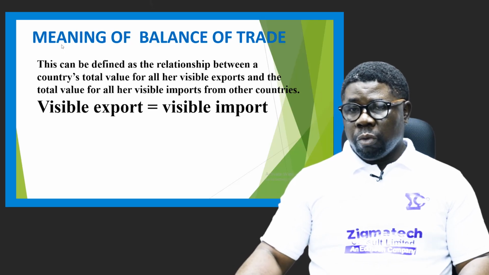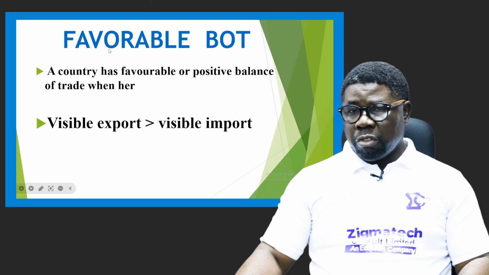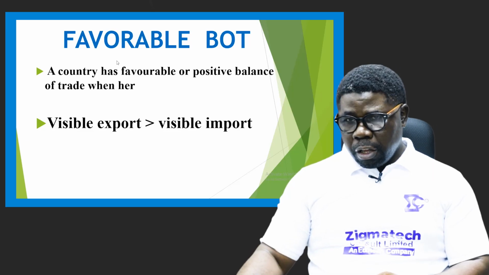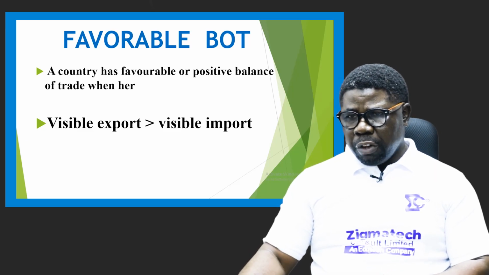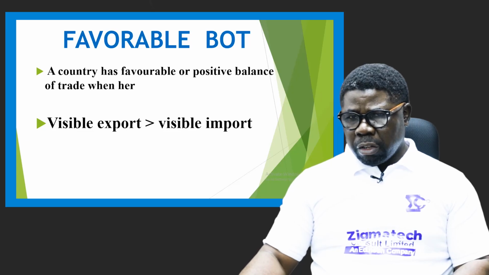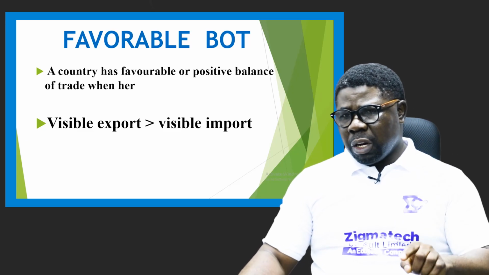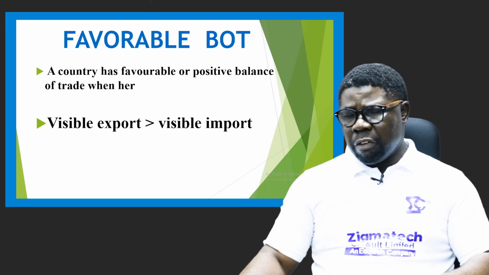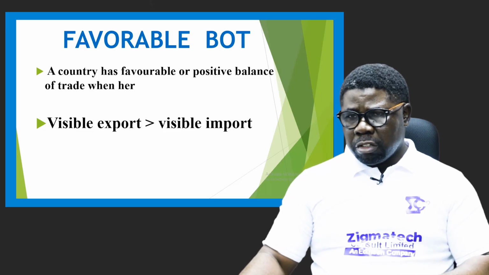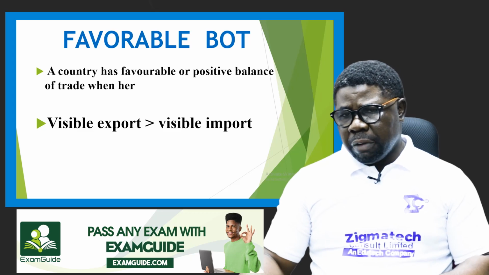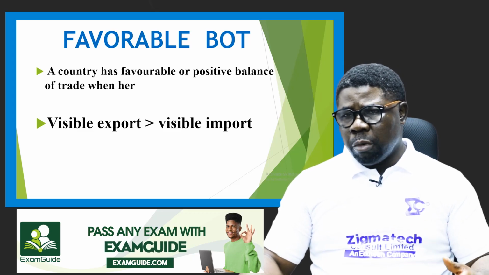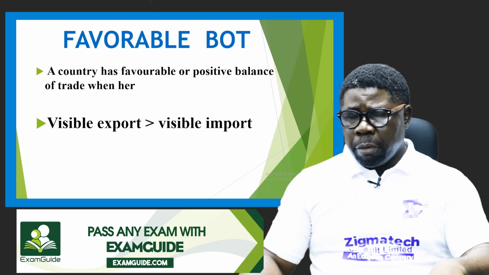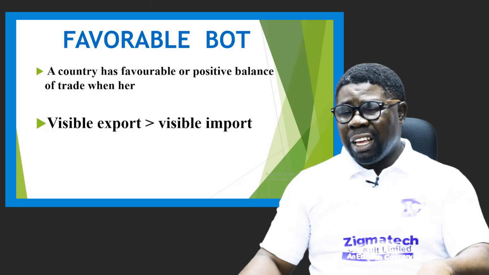Okay, thank you. So now we have favorable balance of trade. Let's look at it. A country has a favorable balance of trade if it has a positive balance of trade. That is, when visible export is greater than visible import, when your import is less than your export. In this case, you have a favorable balance of trade. Whenever you have a higher advantage of volume of trade compared to your counterpart country, it means you are enjoying a favorable balance of trade. That is, your visible export exceeds your visible import.